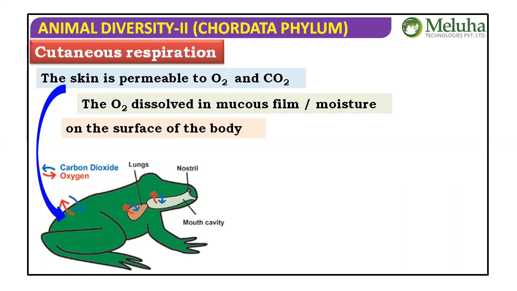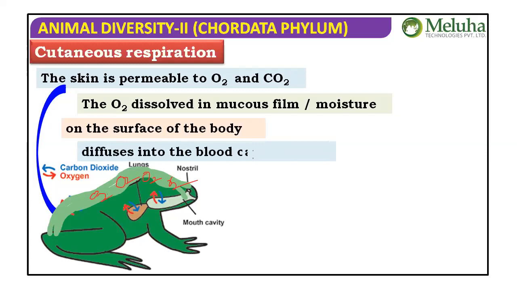Always the skin of the frog should be moist. Why? Because only in the moist skin is oxygen going to be dissolved. Moreover, we said cutaneous respiration is the primary respiration, very important among the three types. So that's why skin should always be moist. In case the skin dries up, there may even be a possibility of death of the frog.